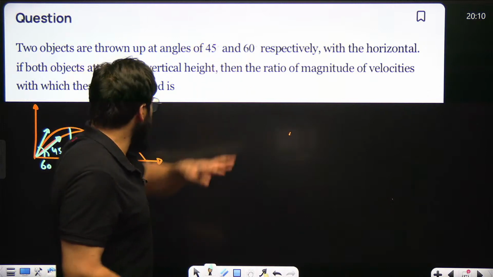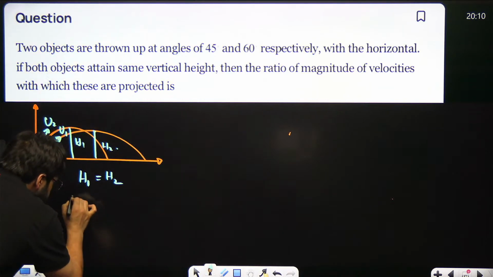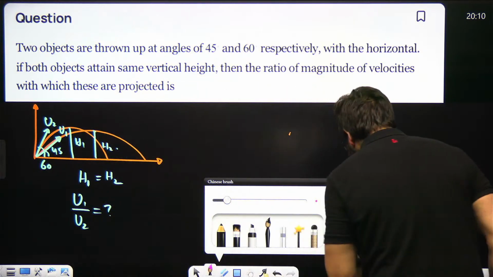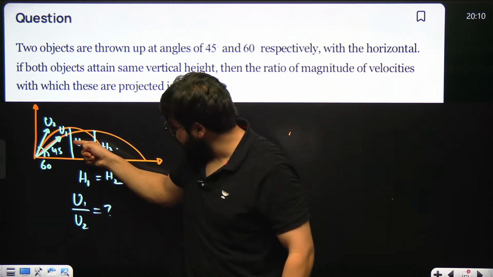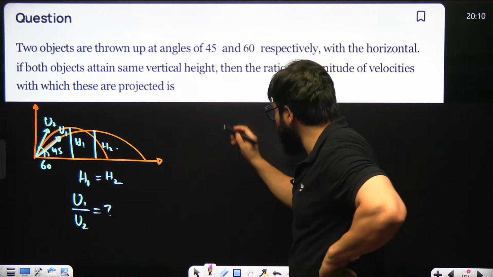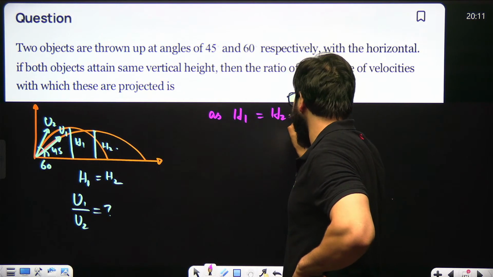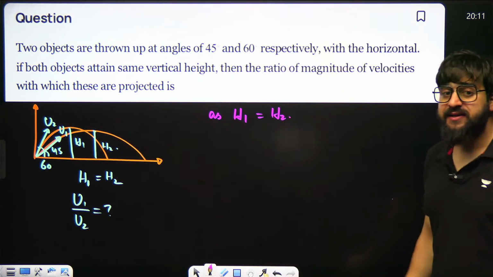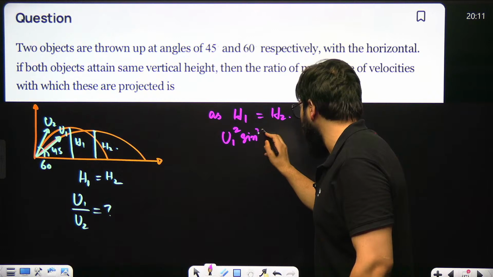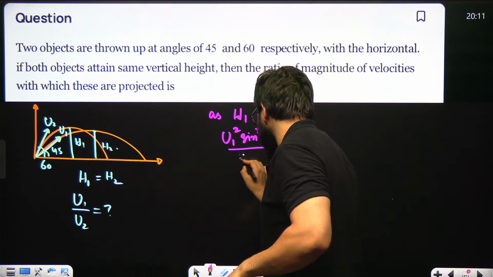Let's suppose we have launched the first with a velocity u1 and the second with a velocity u2. We are supposed to find the value of u1 divided by u2. What is given in the question is that the height is the same for both. So the maximum height of the first one is equal to the height of the second one. How to find the height? The height is u square sine square theta divided by 2g.